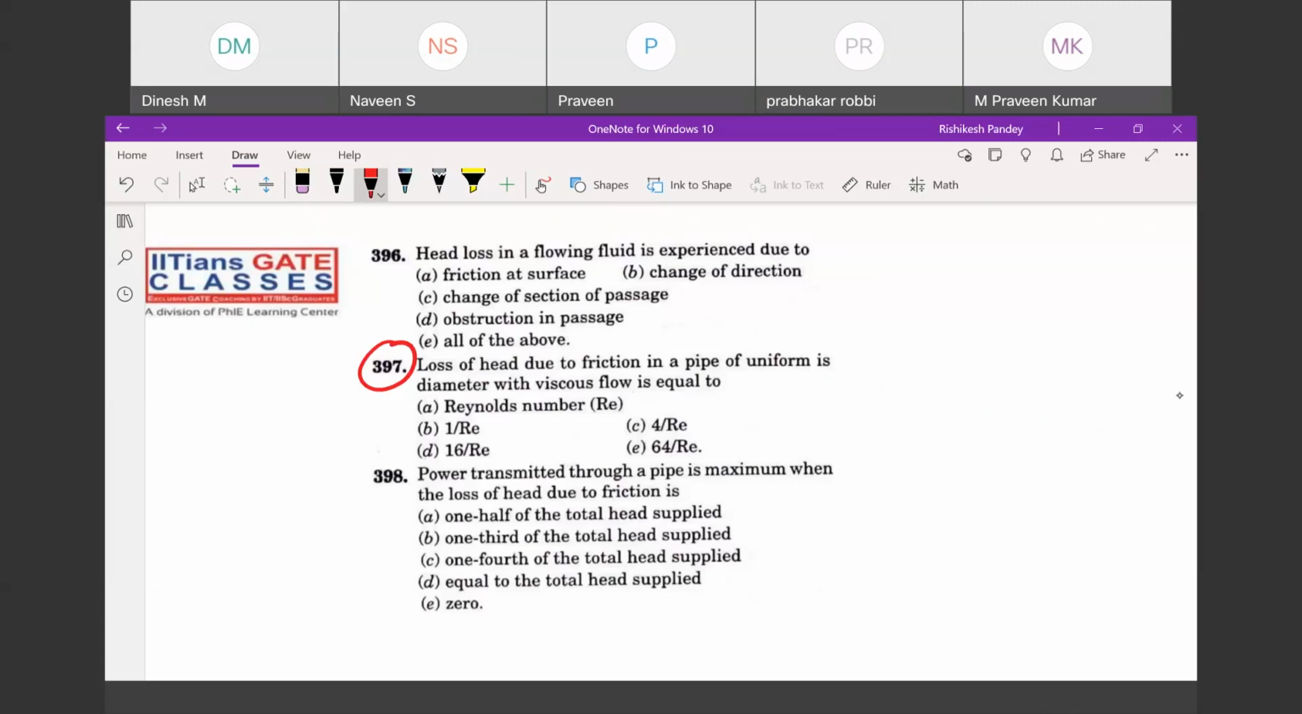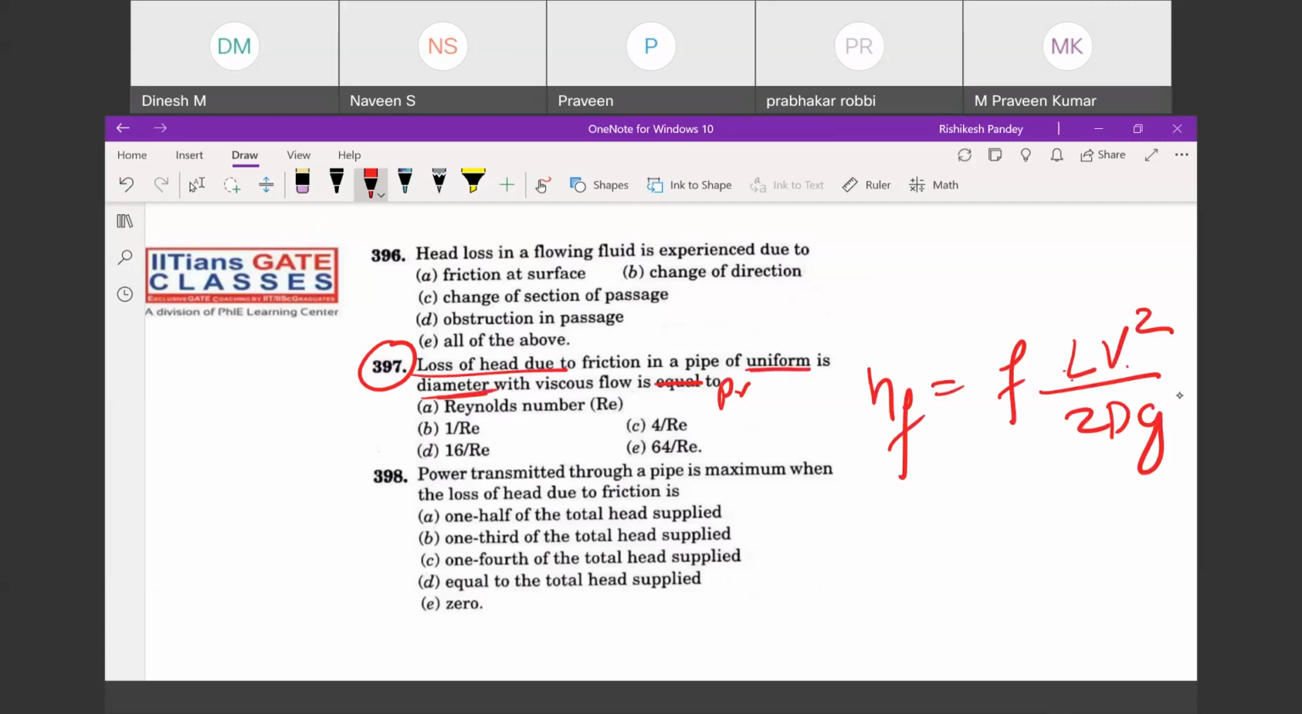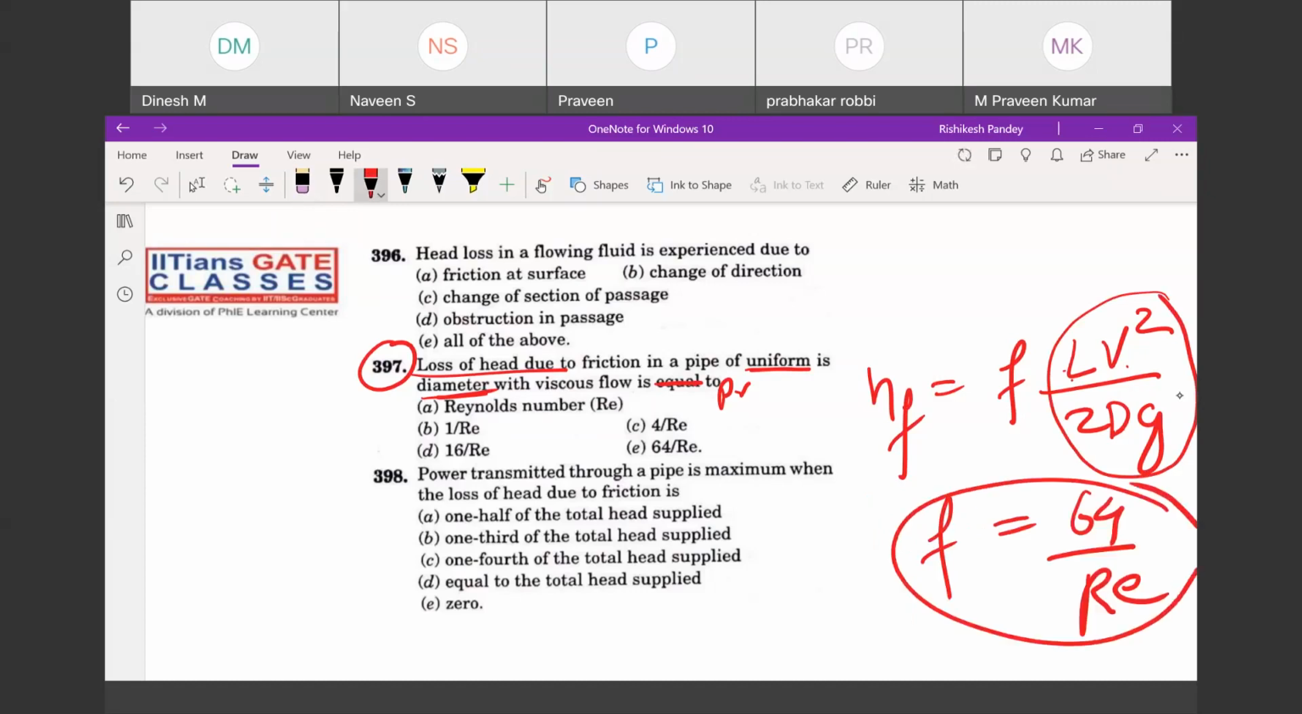Head loss should be proportional to, not equal to. Head loss due to friction is f L V square by 2dg. Now L is constant, and velocity is constant because of uniform diameter; it is the average velocity, so that is constant. So this thing is constant. Now f is what? 64 by Re. So head loss is proportional to 64 by Re.